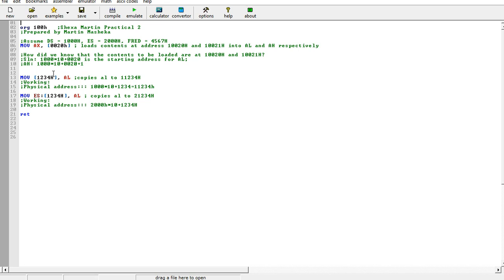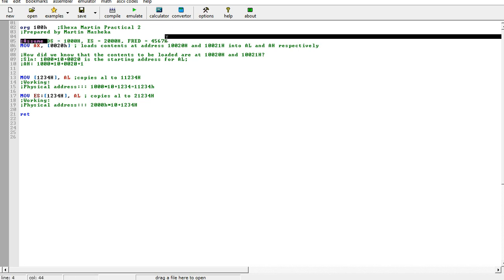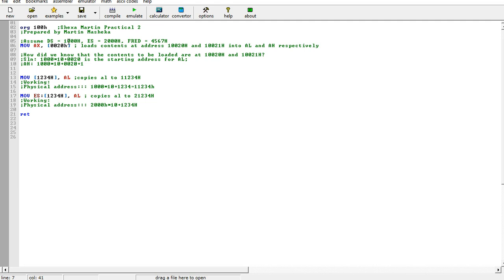So we have these values which are used to calculate the physical address. So assuming that our DS is 1000 and extra segment is that, we can calculate our physical address for this instruction by saying 2000 times 10 plus 1234, which gives us what? I think it becomes 22234. That's it.